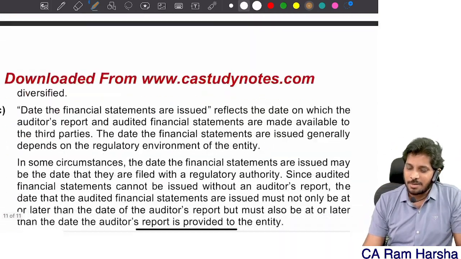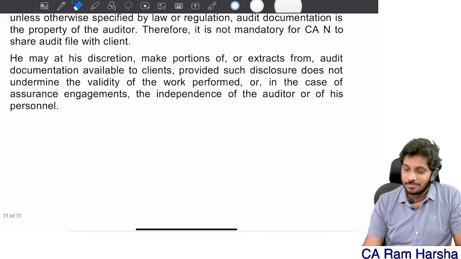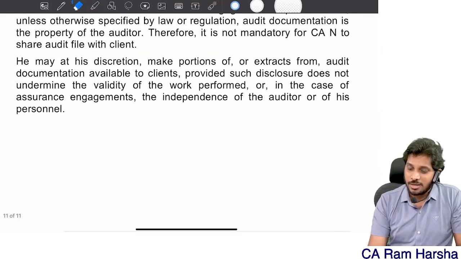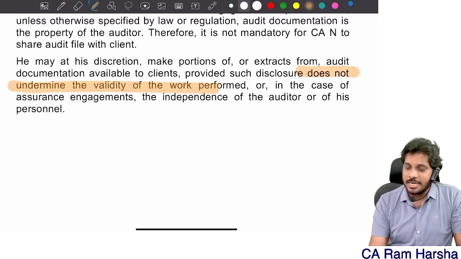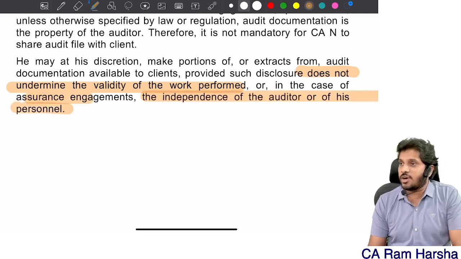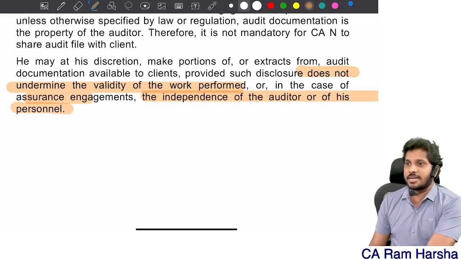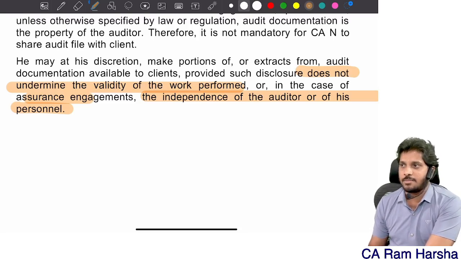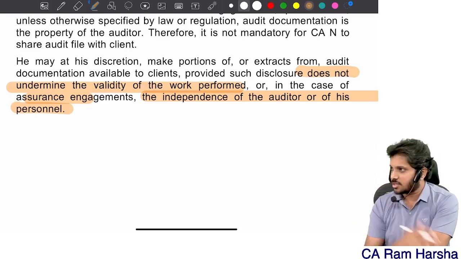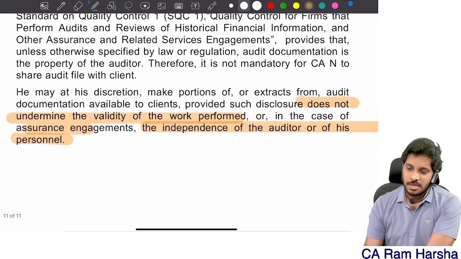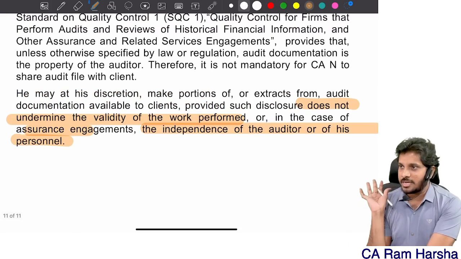See whether you wrote the same answer or anything else. Yeah, correct only. It shall not undermine the validity of the work performed, or, in case of an assurance engagement, the independence of the auditor. Both should not be affected. Then only can he make working papers available to third parties, the client or anybody. But that's it. MTP 2 is also completed.